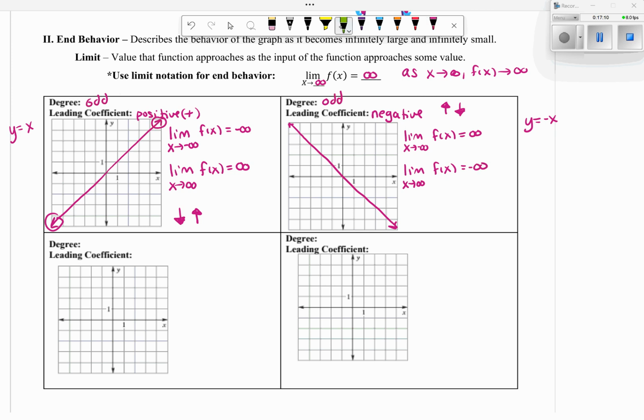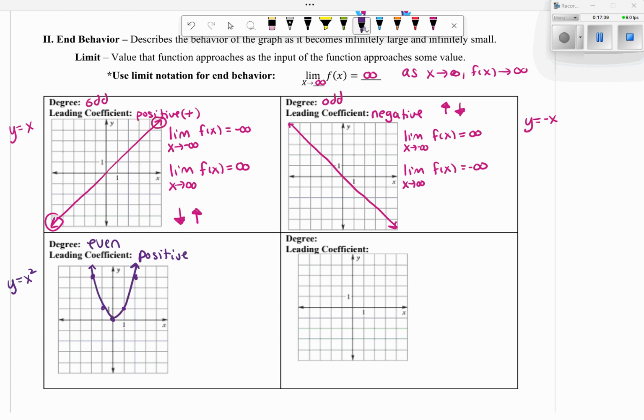Then next we have even degrees. So we just did odd. So even with a positive leading coefficient. So this would be y equals, let's say, x squared. So we're just thinking about the smallest graph that we have. So y equals x squared would look like this.